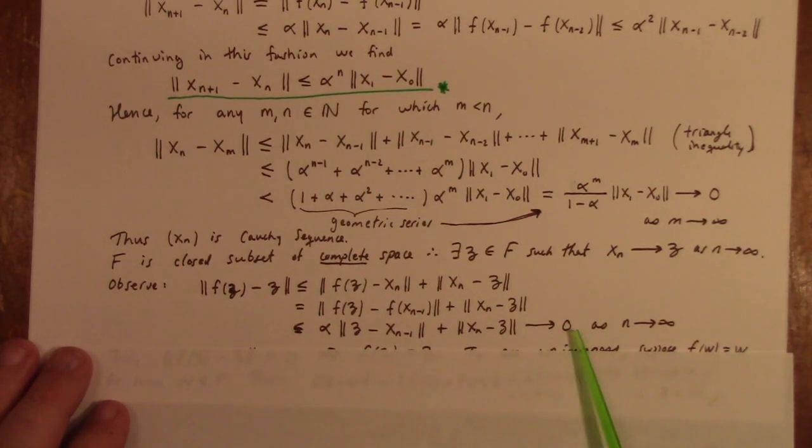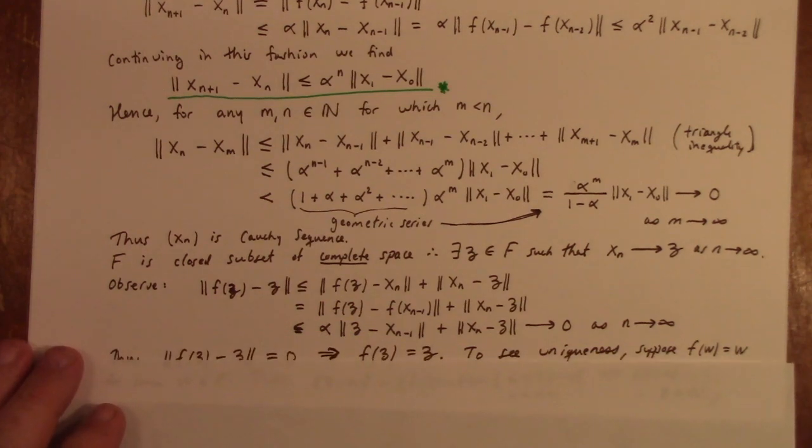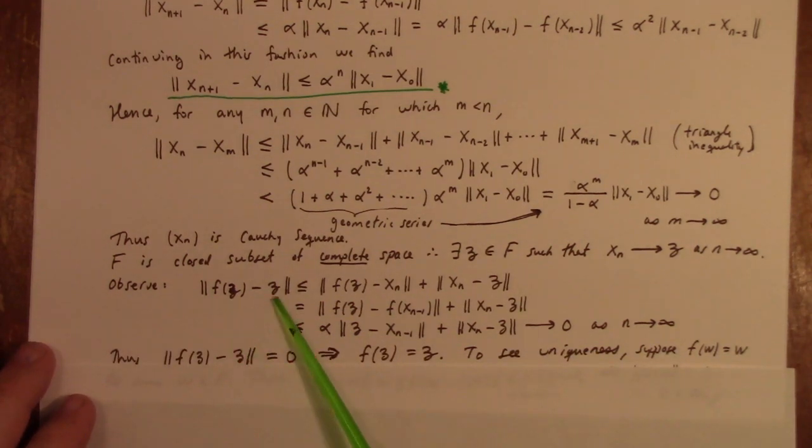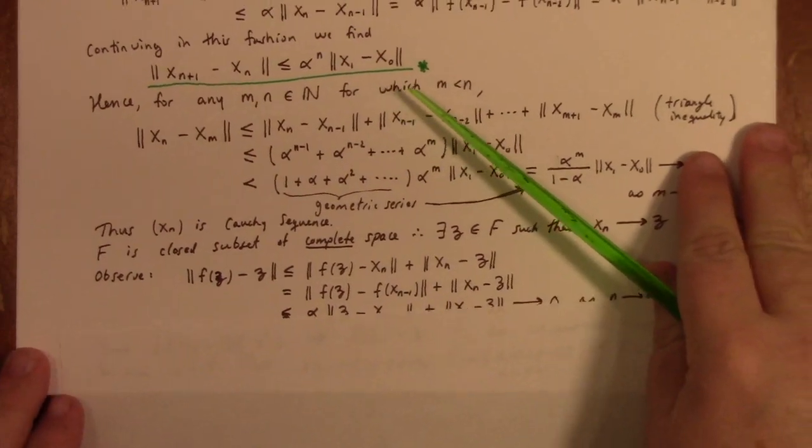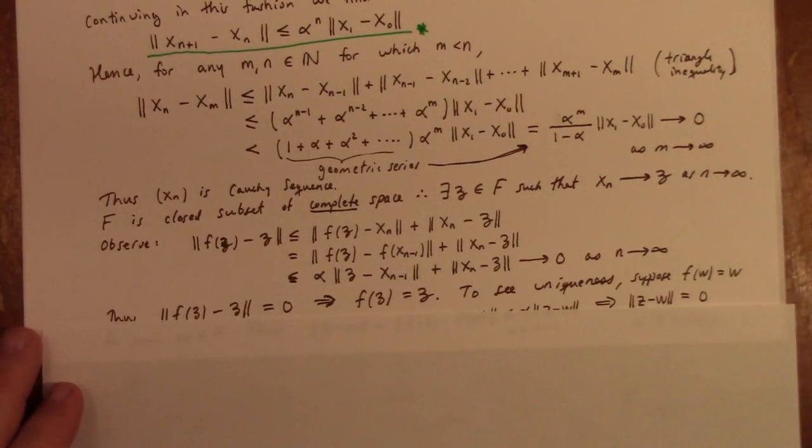Consequently, it all goes to 0, which goes to show you that that norm must be 0. And if that norm is 0, that means f of z is equal to z. Right? And if f of z is equal to z, well, that's it. Well, it's almost it. We still need to see uniqueness, right?